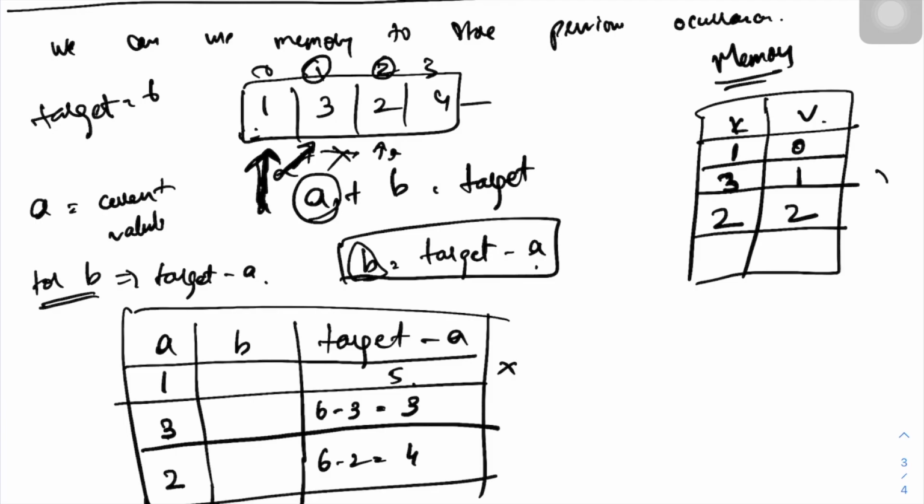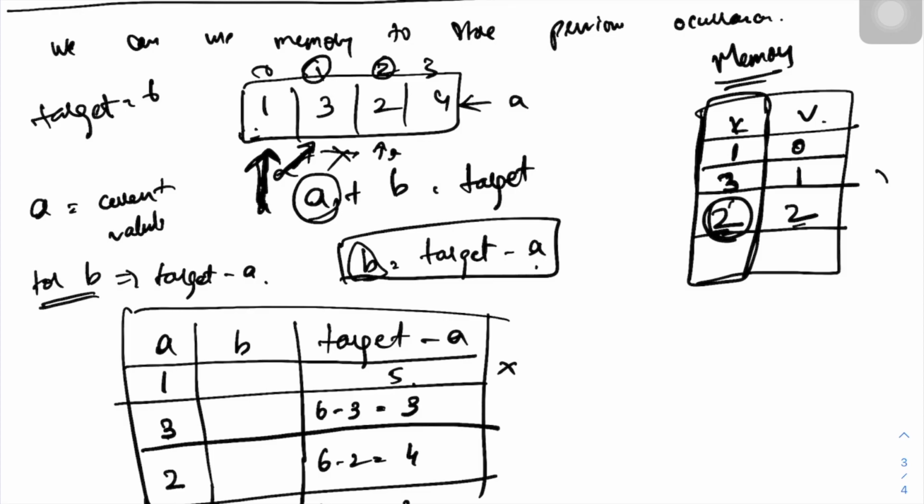Now my A will be incremented to the last location, which is 3 and which has a value of 4. Now my target minus A is 6 minus 4, which is 2. Now I'll check whether 2 is available in my memory. I'll just check the keys. Okay, I found 2 and it's at location 2.